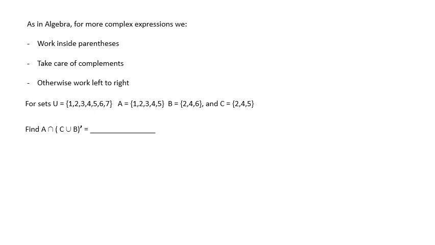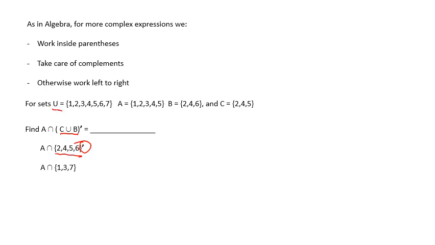Our first step here is to work inside the parentheses. So we're going to figure out what C union B is. So we're working with the union. So we're going to join B and C together. 2, 4, 6, and 5. Now our next step is to take the complement of that set. The complement is the opposite. It's what's not in this set.